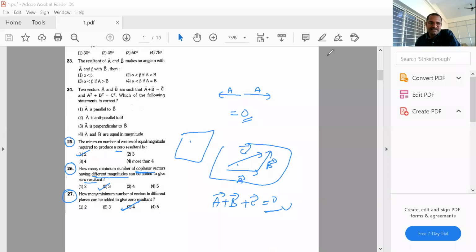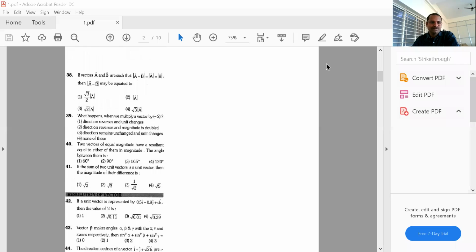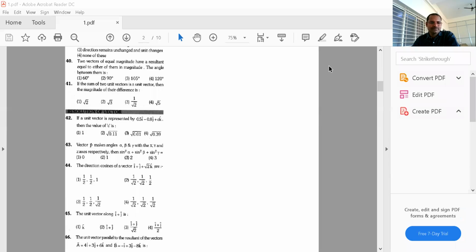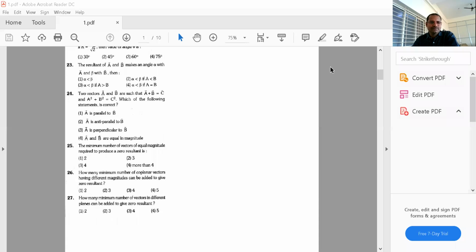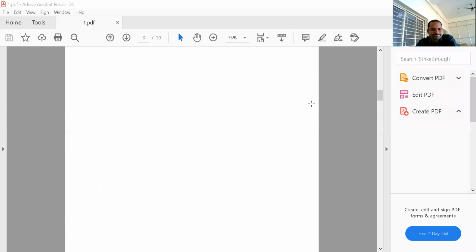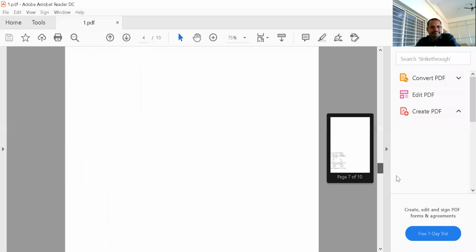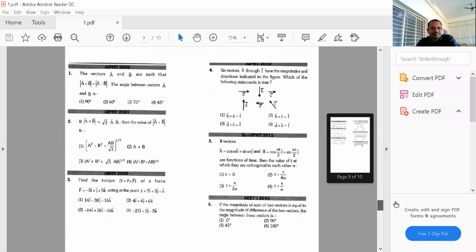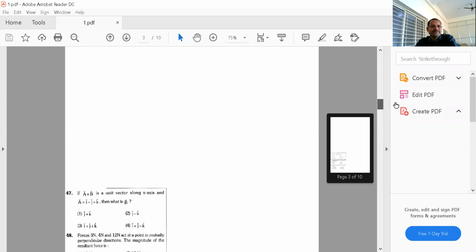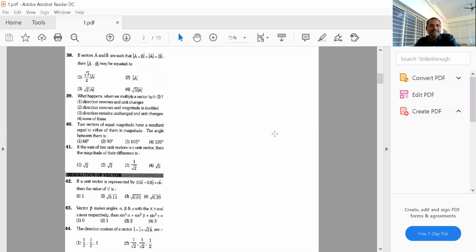Clear? Next, I'm going to question number 28. Where is 28? It is not there. Okay, it has been skipped by mistake. Let us go to question number 38. See what they have given. The remaining 28 to 38, 10 questions, you try to solve them.